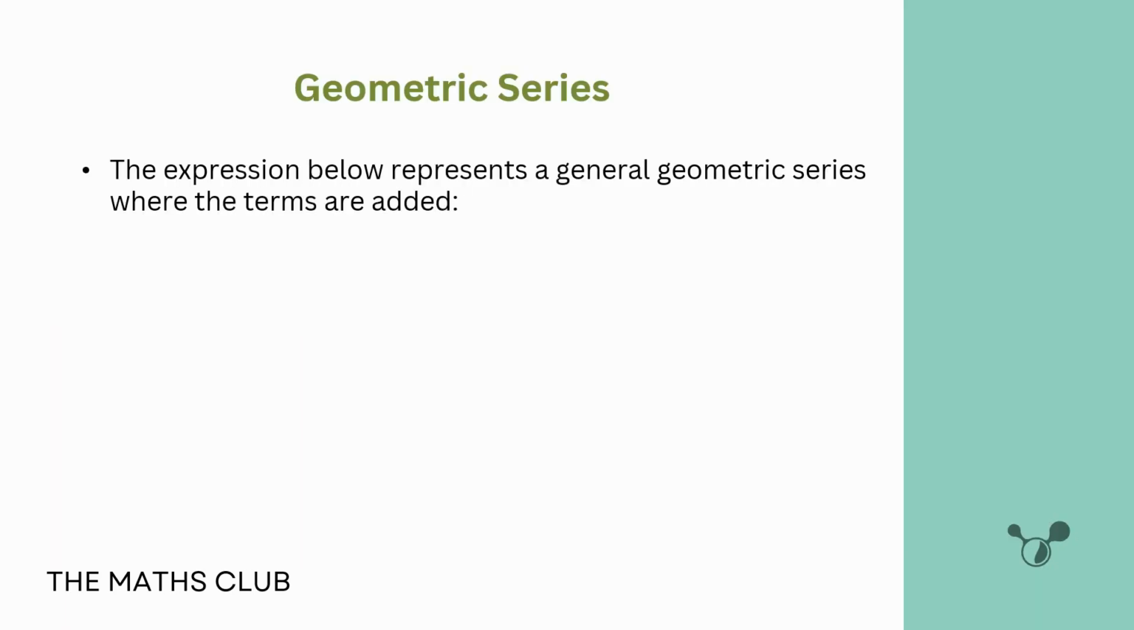So what's a geometric series? The expression below represents a general geometric series where the terms are added. So if you look at it, we have Sn is equal to a plus ar, which will be the second term, plus ar squared, which will be the third term, plus the last term, which will be ar^(n-1).